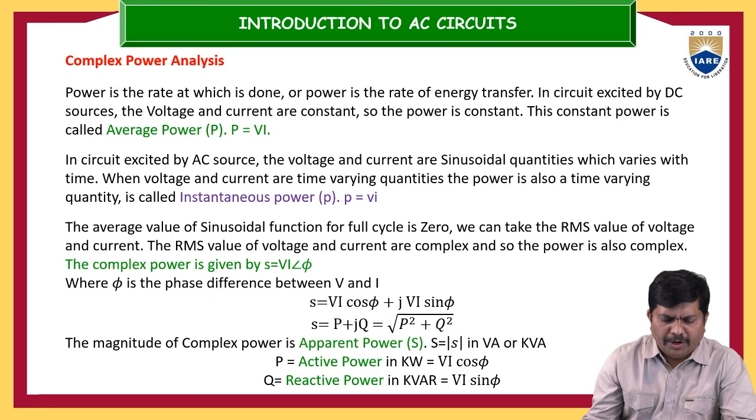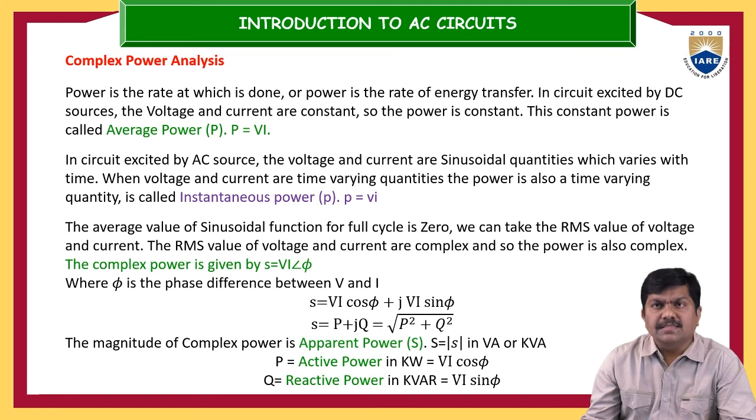One more important thing here is complex power analysis. Power is the rate at which work is done. The power is the rate of energy transfer from one terminal or point to another point. At what rate the work is done or energy flows, that is the power. Now, in circuits excited by DC sources, the voltage and currents are constant, so the power is also constant, because in DC circuits voltage and currents remain constant.